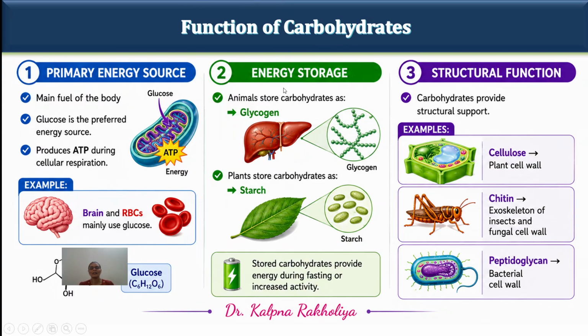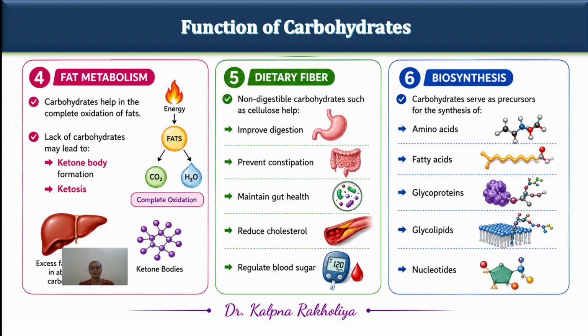Energy storage in animals is in the form of glycogen, and in plants it is stored in the form of starch. So see, these are the energy storage forms. It is also involved as a structural component, providing structural support. Cellulose is present in the plant cell wall. Chitin is one kind of carbohydrate present in the exoskeleton of insects like the cockroach, and in the fungal cell wall. In the case of bacteria, there is peptidoglycan, one kind of carbohydrate, present in the cell wall.